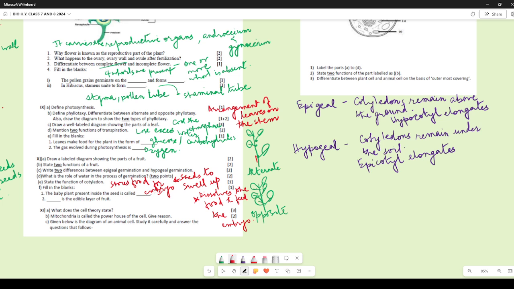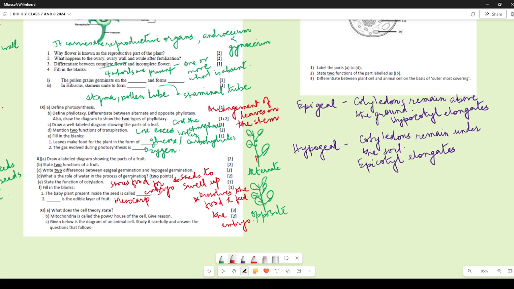Dash is the edible layer of fruit. It is the mesocarp. So the epicarp is the outermost layer, which is the fruit wall. Mesocarp is the fleshy part, the part which is actually eaten, and endocarp is the seeds.